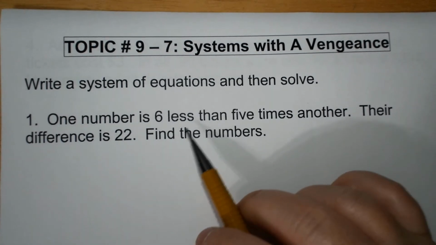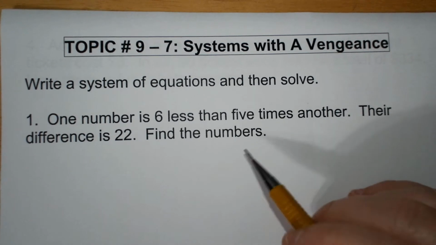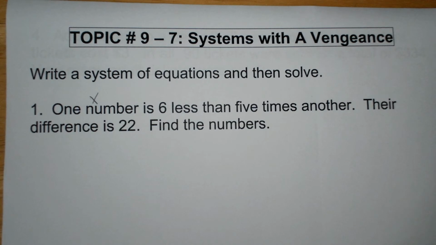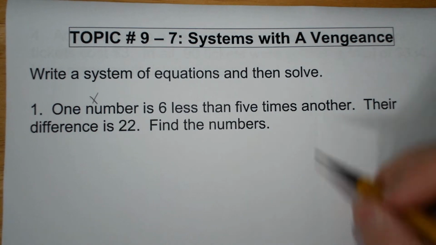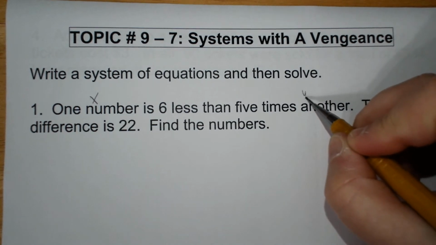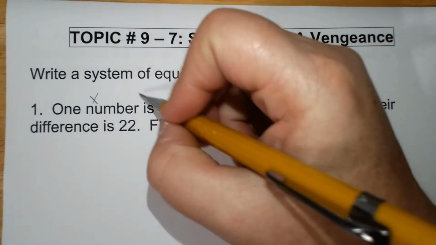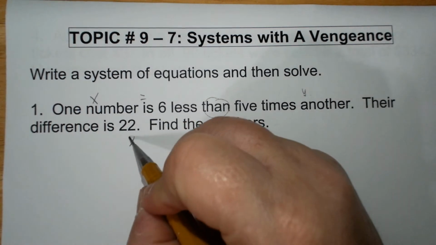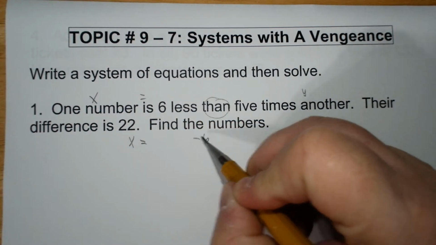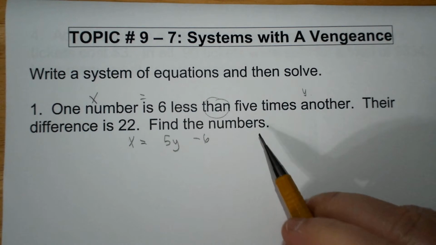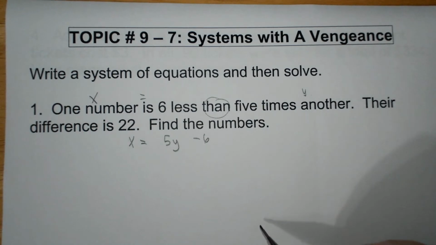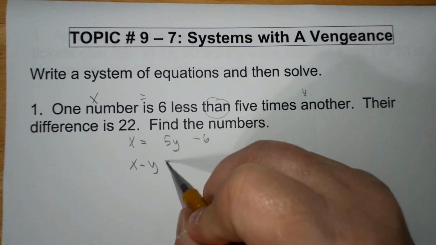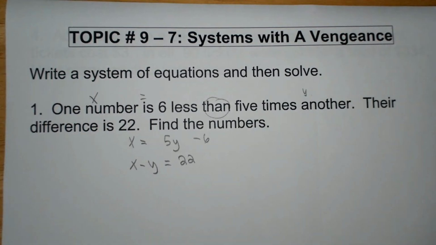So one number is less than 5 times another. Anytime we do one number, we're going to have it be X. The other number is going to be Y. Remember that "is" means equals, and "less than" sends it to the back. So you have X equals 5Y minus 6, 5 times the other number. Their difference is 22. X minus Y equals 22.